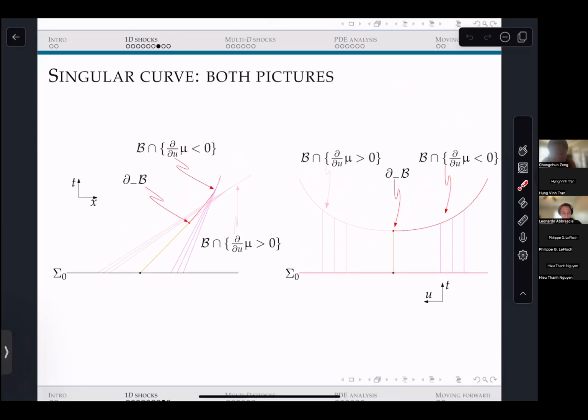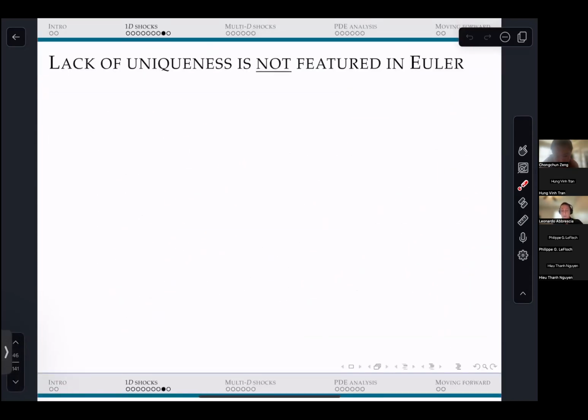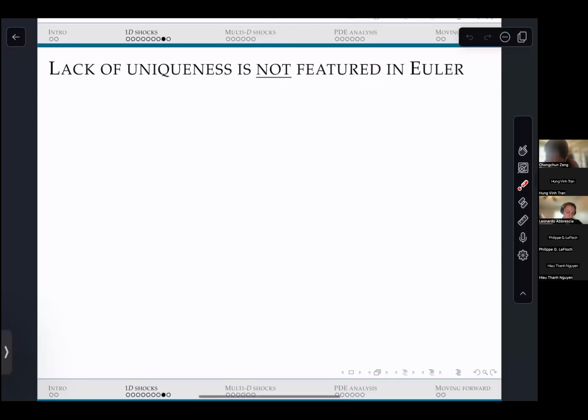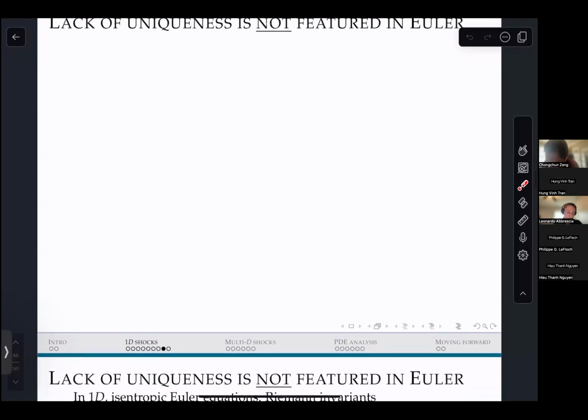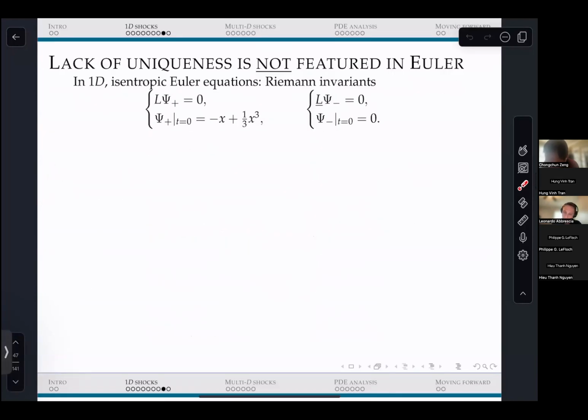Okay, so what do I want to do next? I want to show you that this uniqueness issue coming from shocks that was present in the Burgers equation is not present for Euler. So I'm going to give you somewhat of a, not really a proof, I'll just show you the picture of what happens.